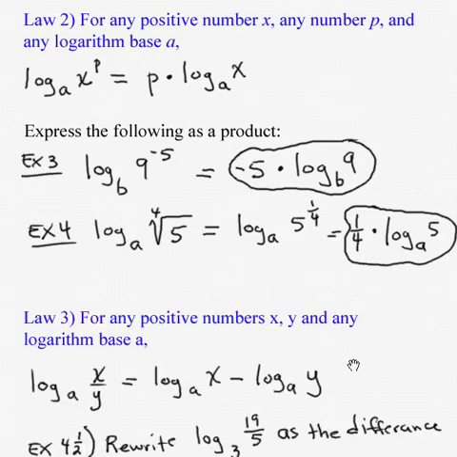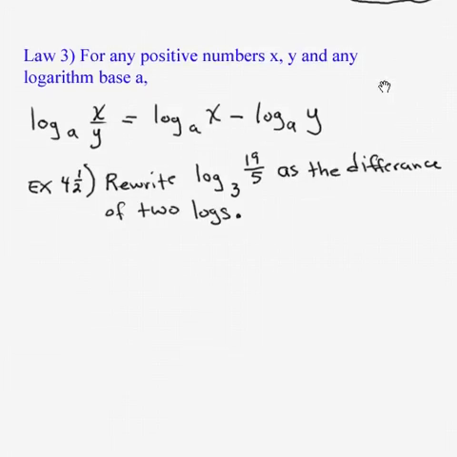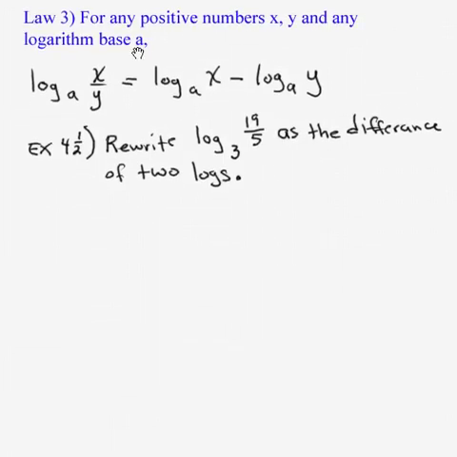Here's our third law of logarithms. x and y are positive numbers, any logarithm base a. It says we've got the log of a quotient, x divided by y base a. That's equal to the log of the numerator base a minus the log of the denominator base a. So if I were to paraphrase this in words, I would say that logarithms turn division into subtraction. Again, one level lower on the totem pole of the order of operations. Logs turn exponents into multiplication, multiplication into addition, and division into subtraction.